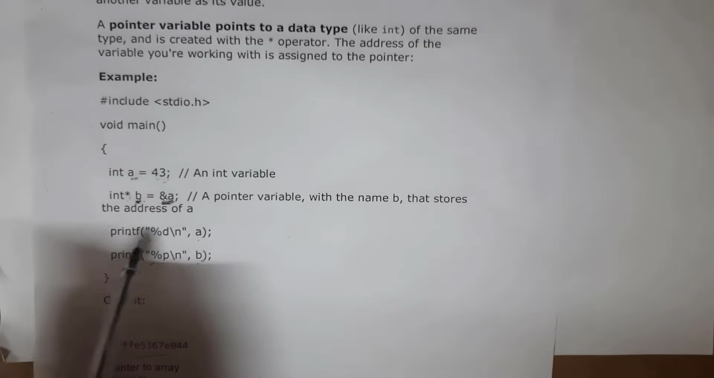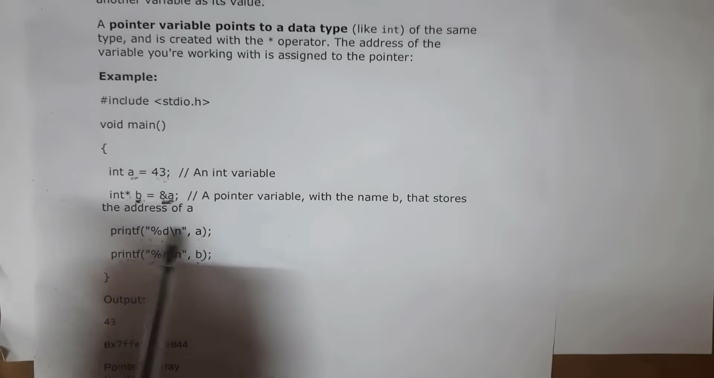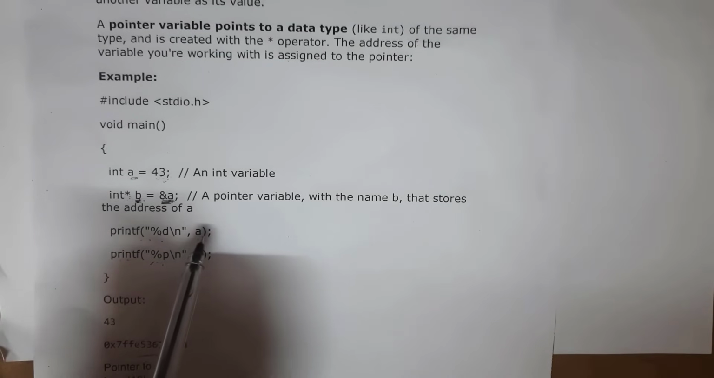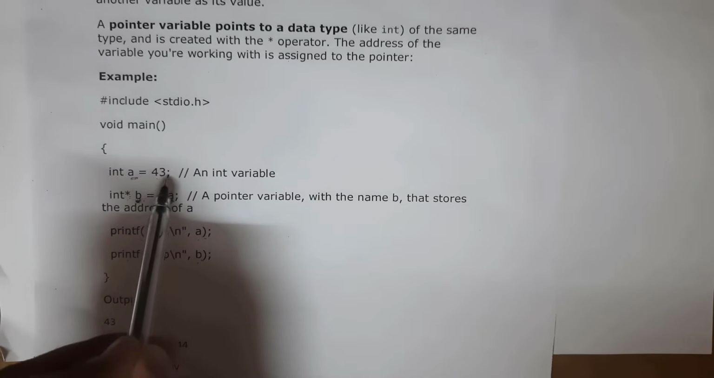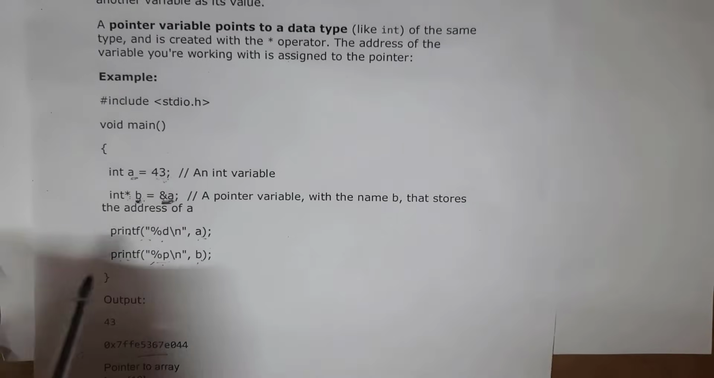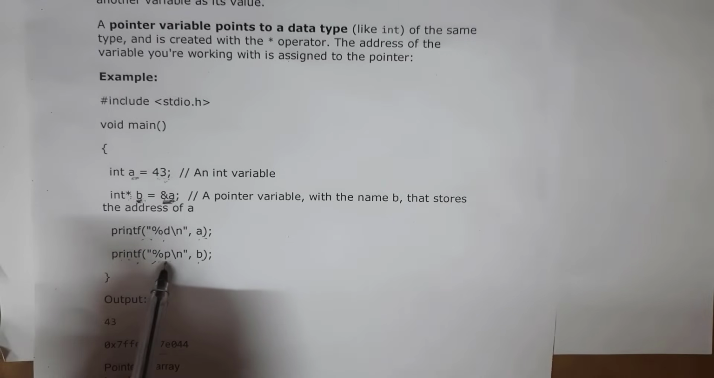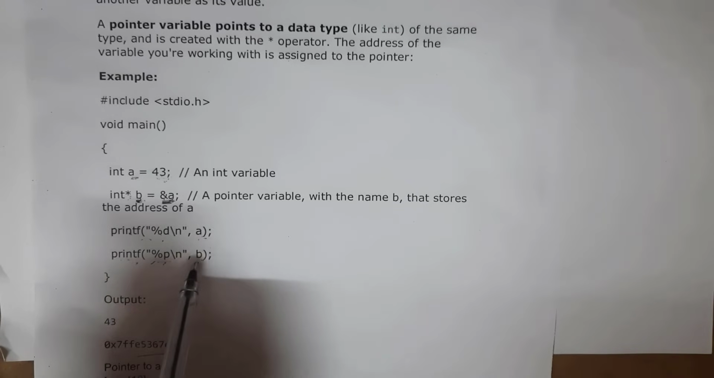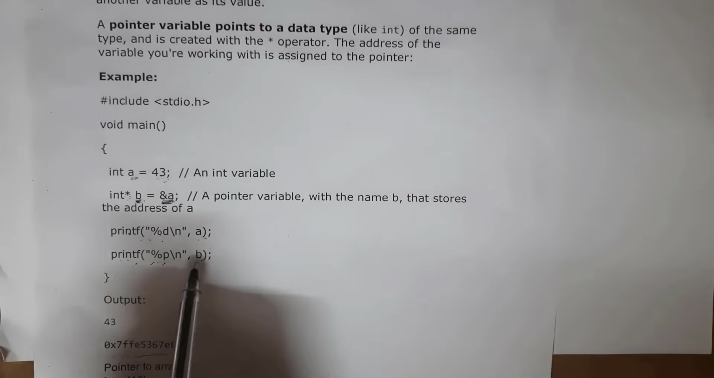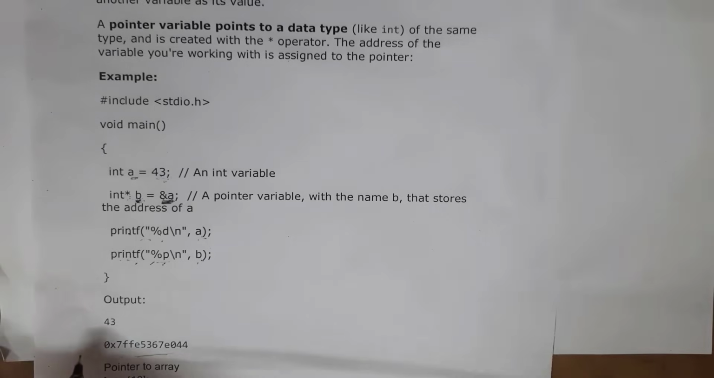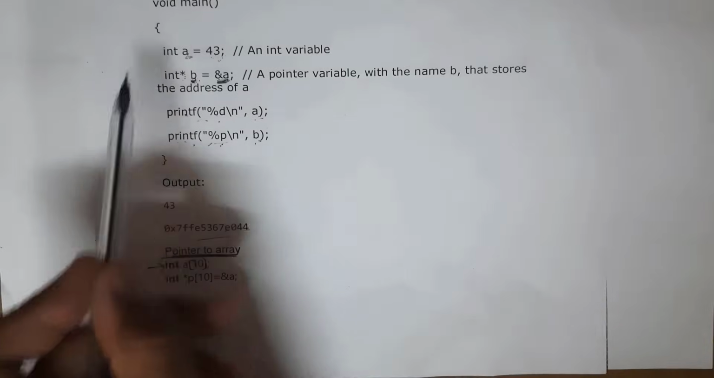Next I write printf("%d", a). Whenever you write this printf function, whatever value is present in variable a will be generated as output. So I will get output as 43. And similarly next I write printf("%p", b), where p represents pointer. That means this pointer variable b contains the address of a. Now I will get output as 0x7ff and so on. So this is nothing but the address of a. Variable a is stored in this address.